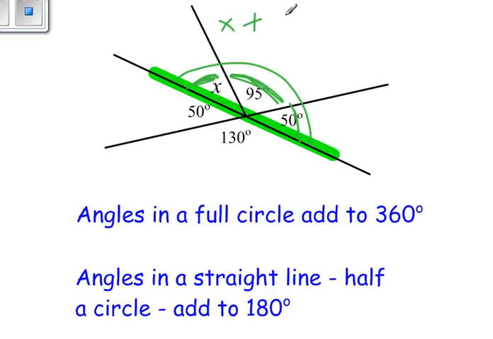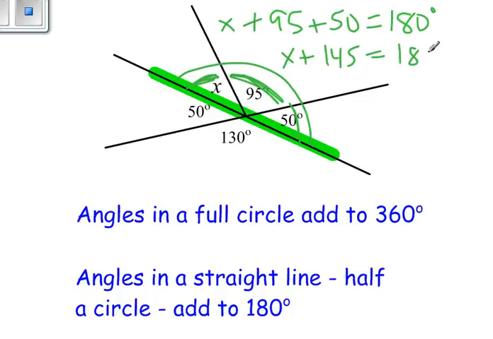So let's go ahead and actually do the math. 95 plus 50 is 145. Subtract 145 from both sides, and you get x is 35 degrees. And you would have got that no matter which method you used. Okay.